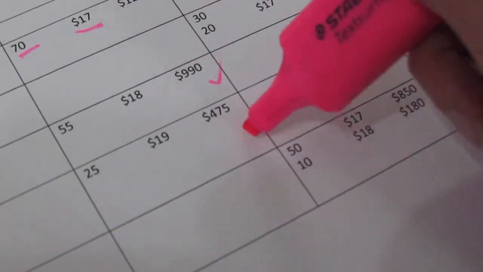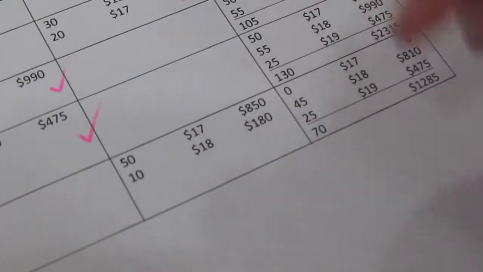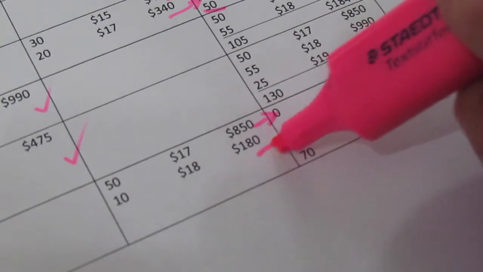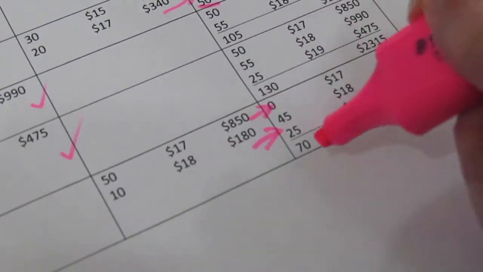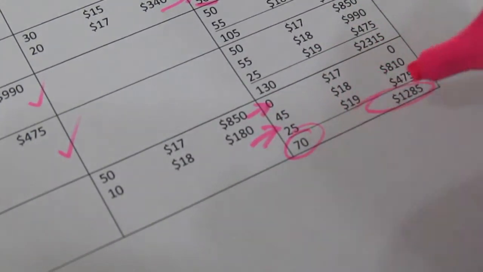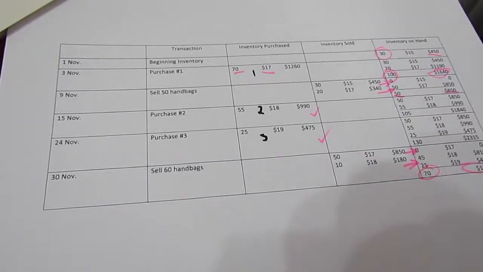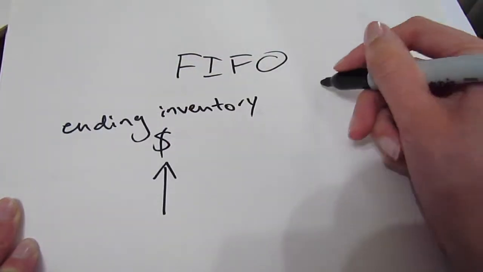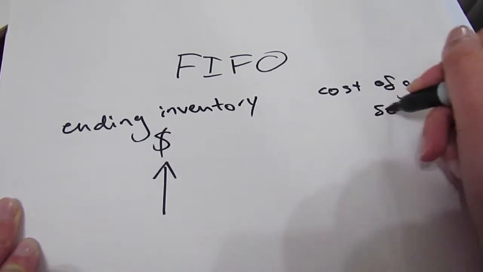The second and third purchase simply works the same as the first one, and again, when 60 handbags are sold on the 30th of November, the 50 is taken from the first purchase of the month and 10 from the second, resulting in 70 handbags on hand at $1,285 at the end of November. With the assumption that inventory prices keep rising, the ending inventory cost using the FIFO method will be the highest out of the 4, but have the lowest cost of goods sold.